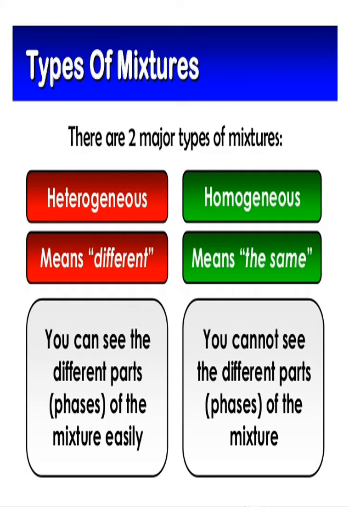Types of mixtures. There are two major types of mixtures: heterogeneous and homogeneous. When we say heterogeneous mixture, it means different. You can see the different parts, pieces of the mixture easily. While homogeneous mixture means the same. You cannot see the different parts or pieces of the mixture.